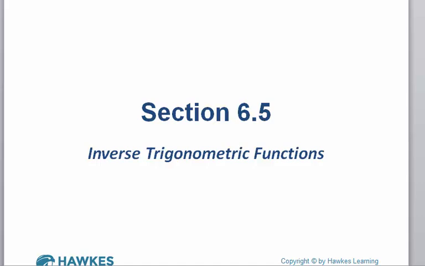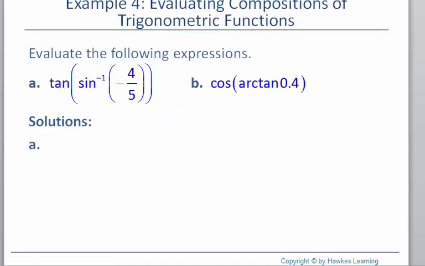We will continue our discussion of section 6.5, looking at our inverse trigonometric functions. We're going to begin with an example that involves evaluating a composition of trigonometric functions. Our first example asks us to find the tangent of the sine inverse of negative 4 over 5.